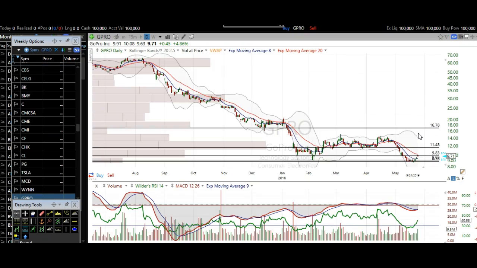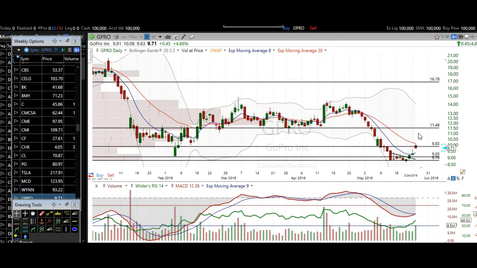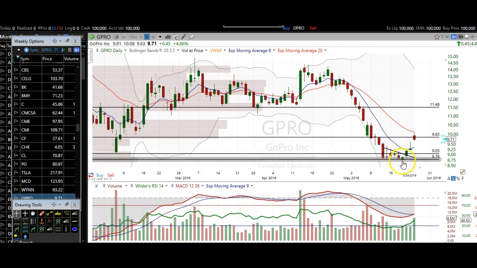Next thing I want to cover is GoPro here. GoPro, a nice bounce from the lows here. This is the long signal down here as we broke over that downtrend line with a nice bottoming formation. But today we gapped up to resistance, and we closed with a red candle below that resistance.